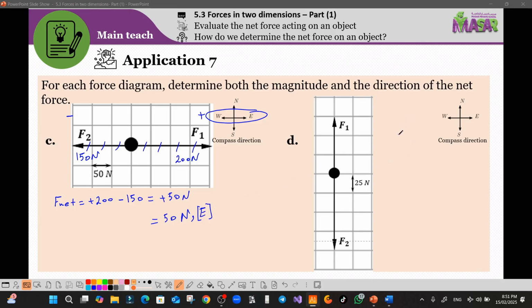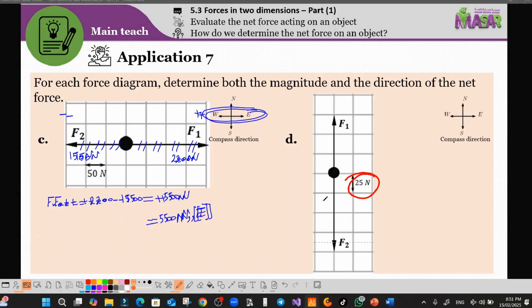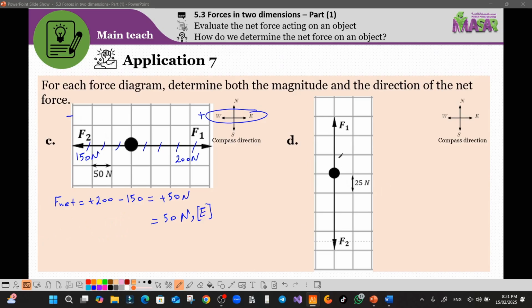Now the same thing can be done here. However, here we have two different directions along the vertical. So F1 is up, F2 is down. However, the final answer must be expressed using the compass direction. Now pay attention here that the scale used is 25 Newton, which means each grid is equal to 25 Newton. We have 1, 2, 3 grids. 3 times 25 is 75 Newton. And 1, 2, 3, 4 grids times 25 is equal to 100 Newton.